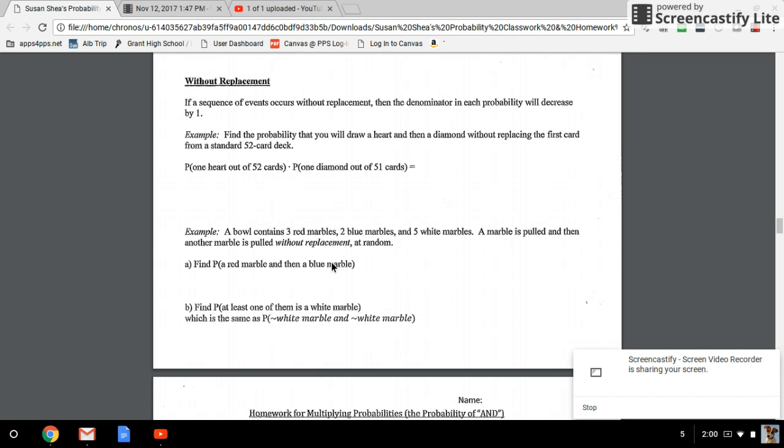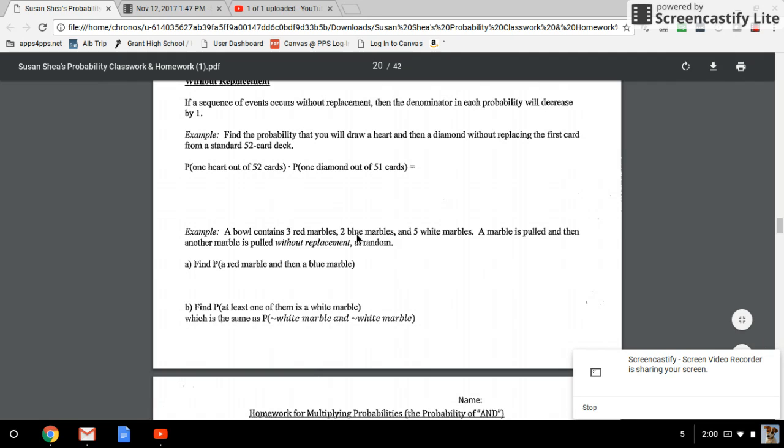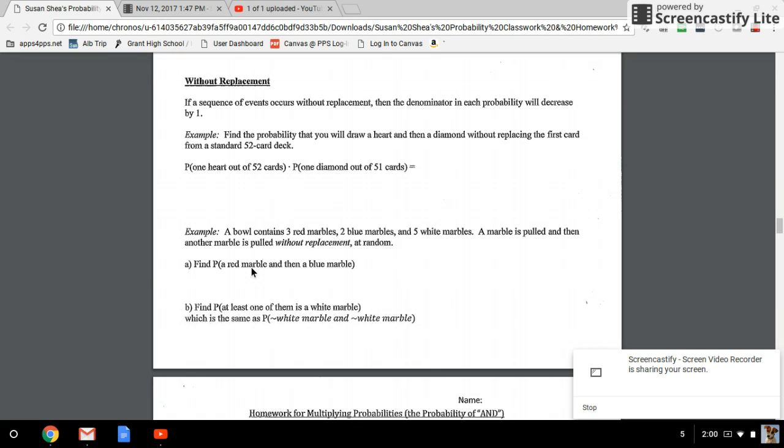So the first thing I would do is find out what my denominator is before even pulling anything. So 3 plus 2 is 5, plus 5 is 10. So a red marble would be 3 out of 10. So 3 divided by 10, right? Probability of red. Now, if I pull that out, it stays out. Now I don't have 10 marbles. I have 9. And so then it would be 2 out of 9. So you should have gotten 0.06 repeating, which is the same as 1/15.